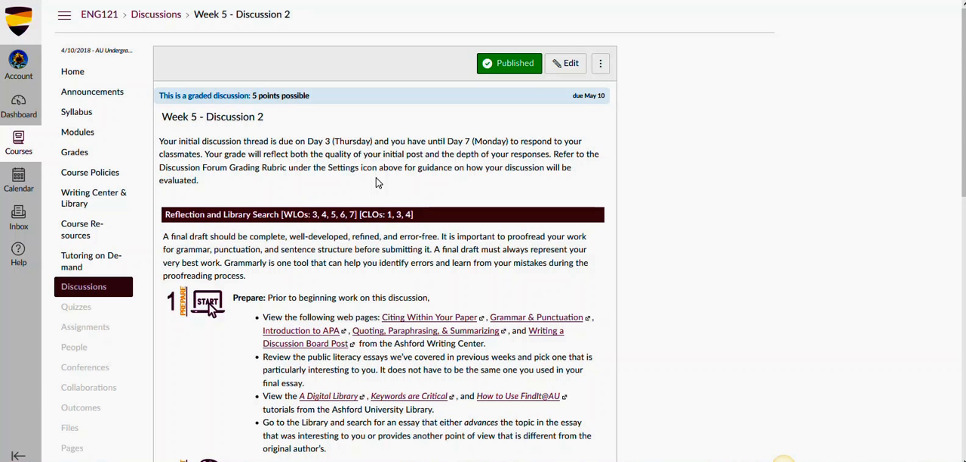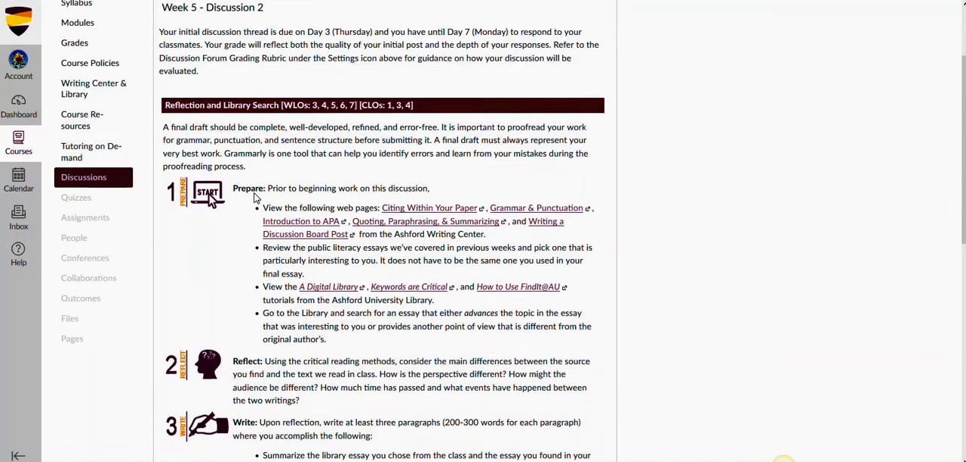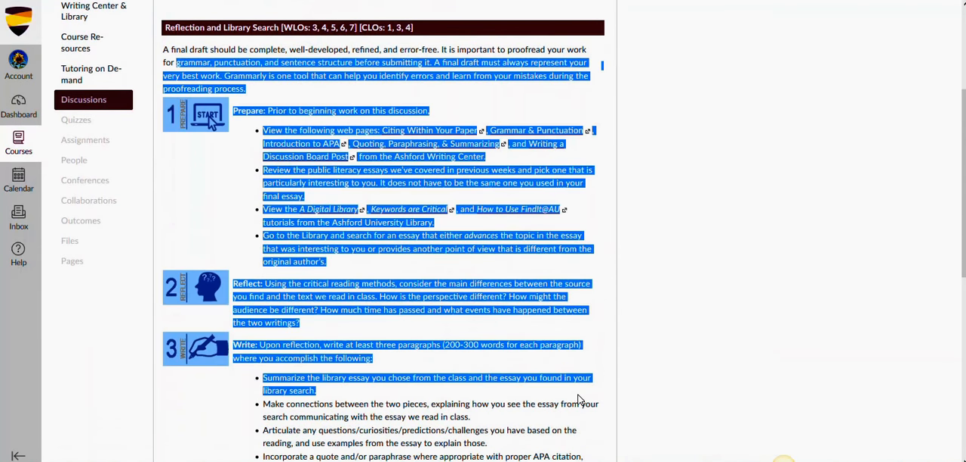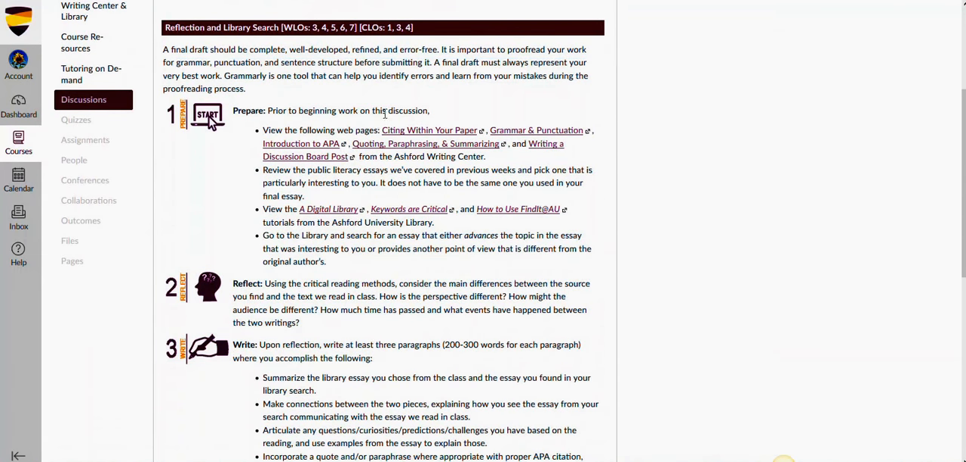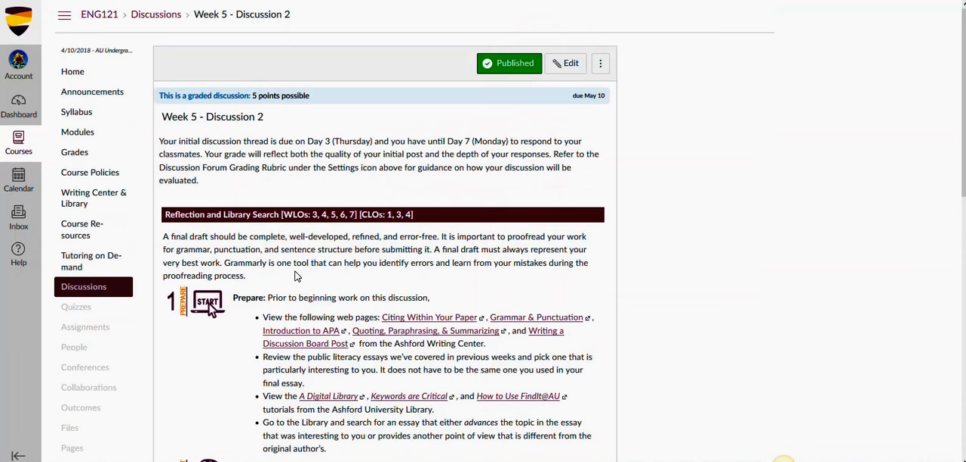We have all of those links in the course, but when you're looking at a prompt like this and you see these web pages, they might just kind of gloss over them. So just remind them the introduction to APA is right there. How to quote and summarize is right there. It's all at their fingertips, and it's all housed in the Ashford Writing Center. So those are stable links. They should not disappear.